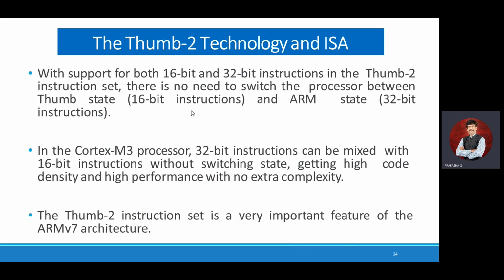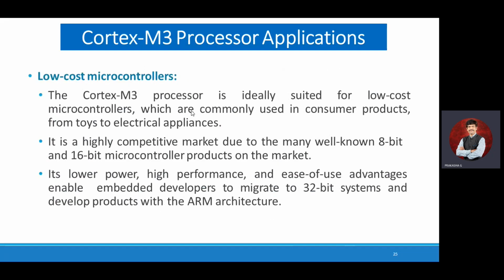He can take the fourth semester, he can take the sixth semester. Like that only, a Thumb2 instruction set can perform both 16-bit and 32-bit data. In a Cortex M3 processor, 32-bit instructions can be mixed with 16-bit instructions without switching state. Same statement, they are given in a different format itself. I can switch from 16-bit to 32-bit, 32-bit to 16-bit. The Thumb2 instruction set is a very important feature of the ARM7.